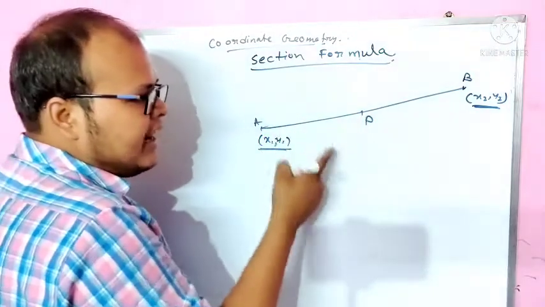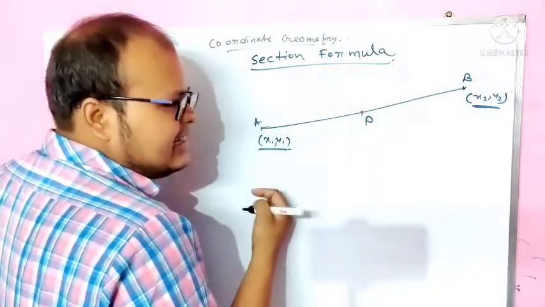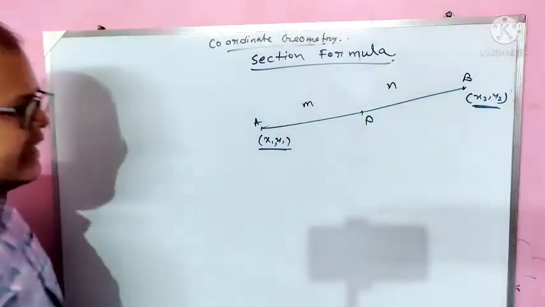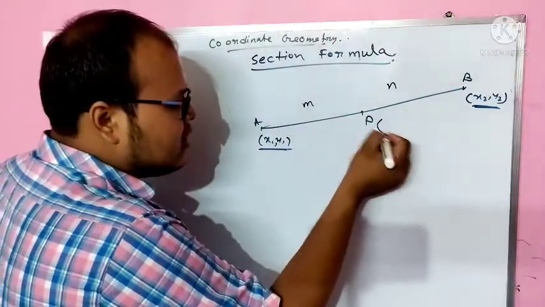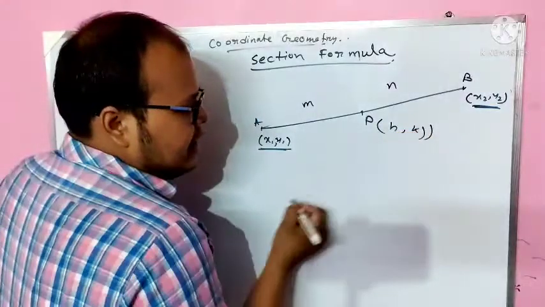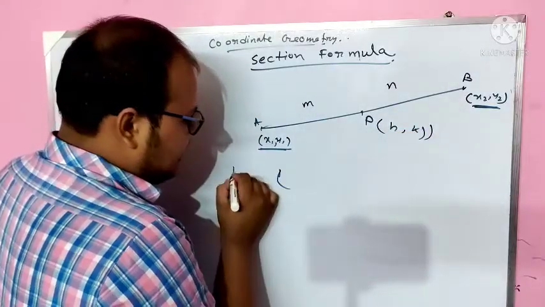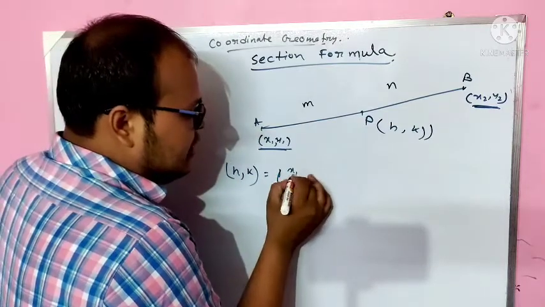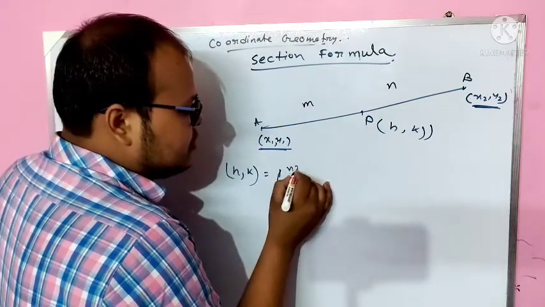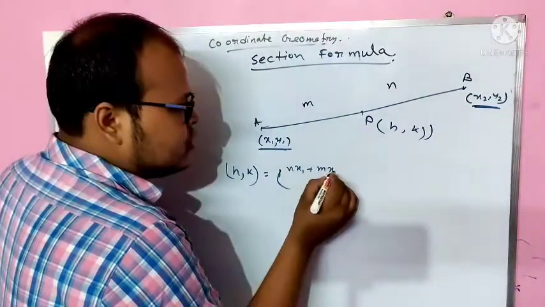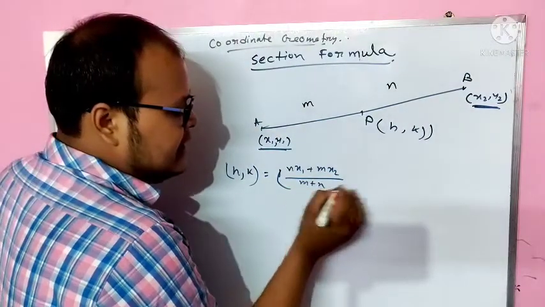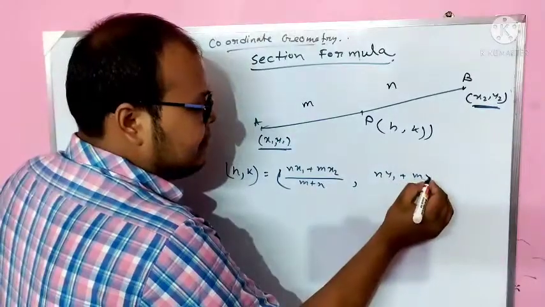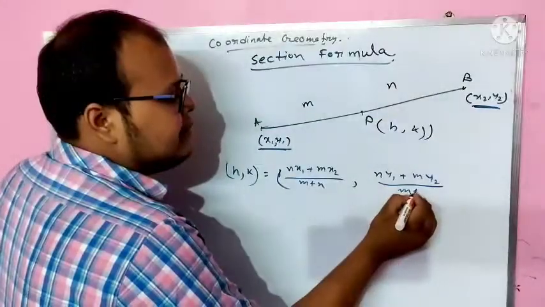If this point P divides the line segment AB in a ratio m is to n, then in that case the coordinate of P can be found as (nx1 plus mx2) divided by (m plus n), comma, (ny1 plus my2) divided by (m plus n).